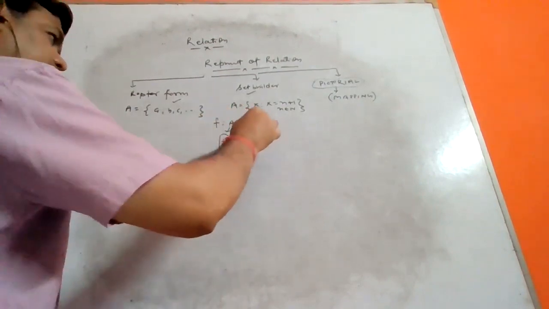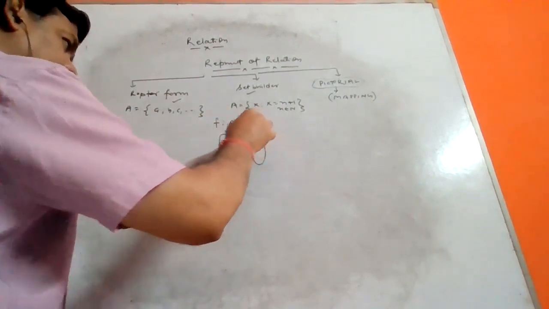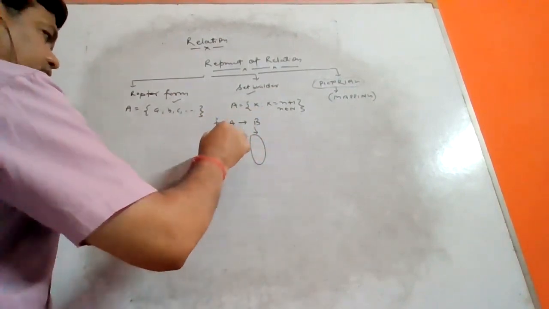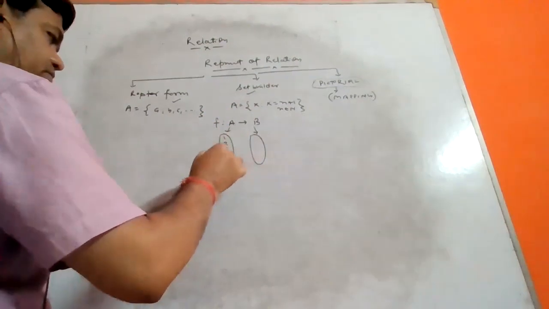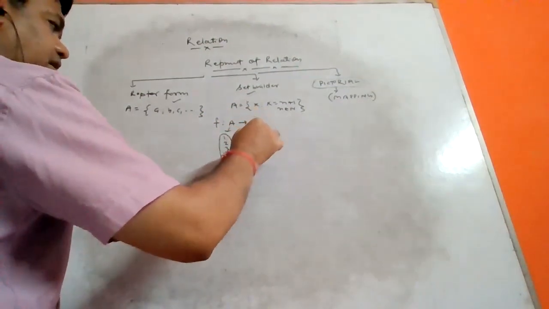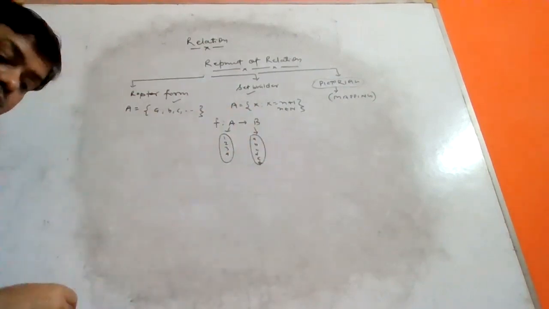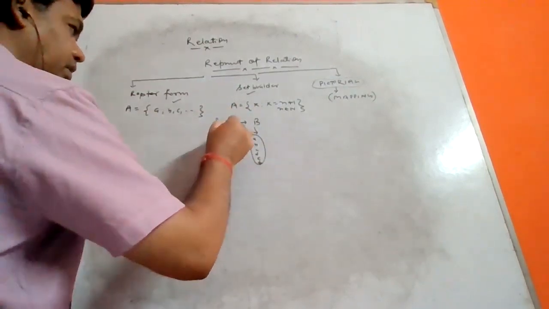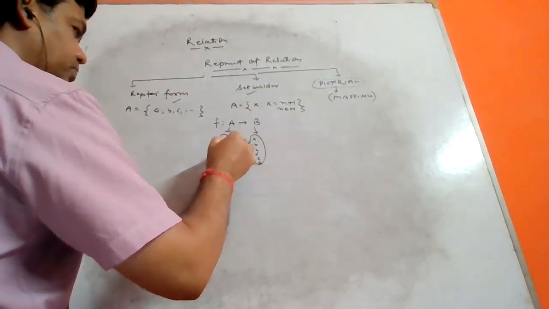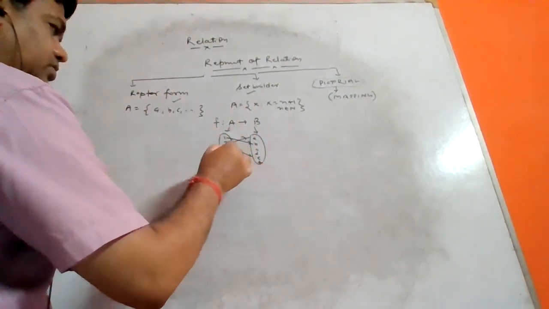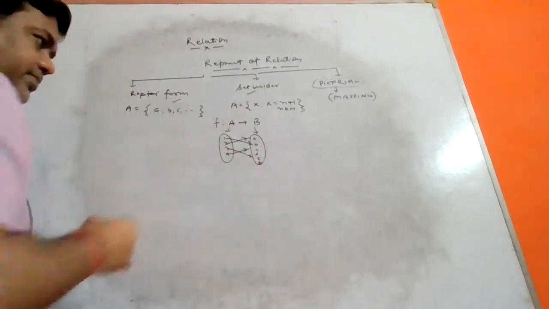Element of B present in this one. Suppose elements of A are put here: 1, 2, 3, 4. And elements of B are A, B, C, D, E, F. Doing some relation from A to B, suppose 1 is engaged to B, 2 is engaged to A, 3 is engaged to C, 4 is engaged to C.